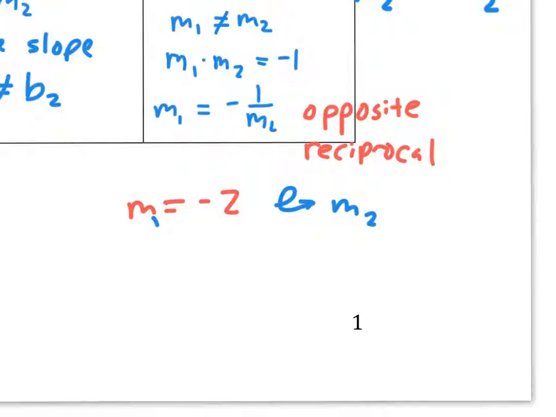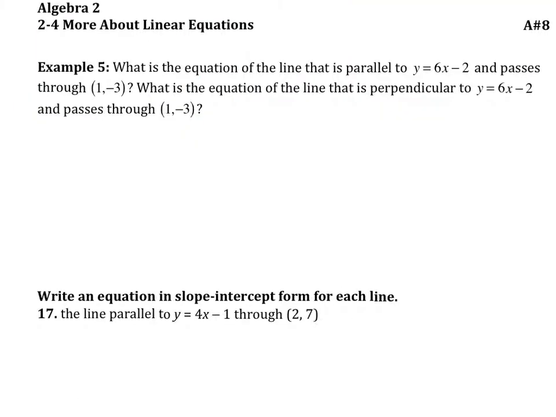Good. Positive 1/2. Again, we have to flip this. Remember that there's a 1 underneath, and we make it positive because it started out as a negative. Now, let's take this information and look at example number 5.